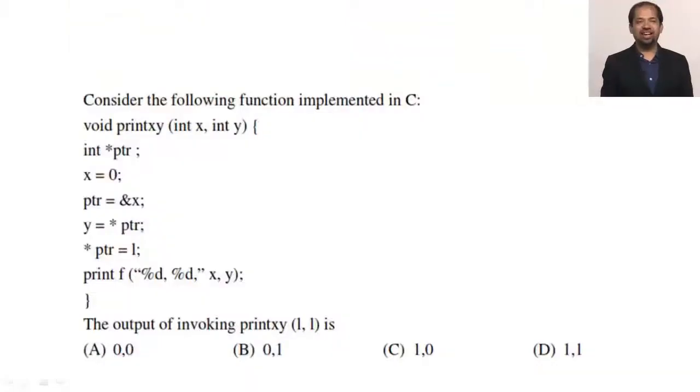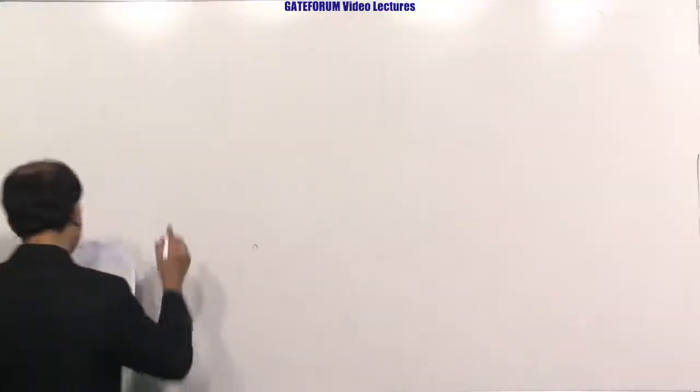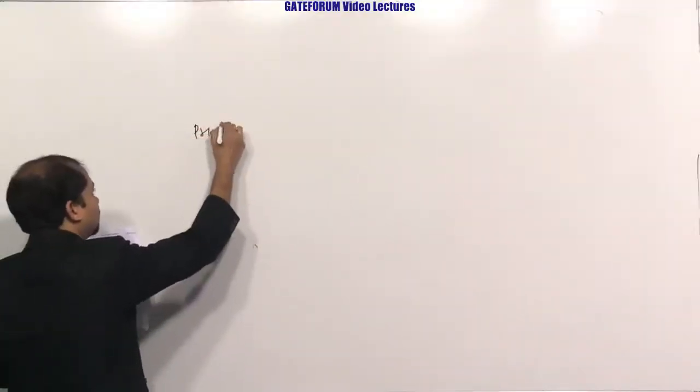Let's consider this question. Here we have a function print xy. There are two parameters passed, x and y, and there is a pointer. That pointer has the address of x, and we are assigning the value of y with the content of the pointer, and we are changing the value through the pointer. It is asking what will be the output if we invoke print xy with parameters 1 1. So let's discuss.